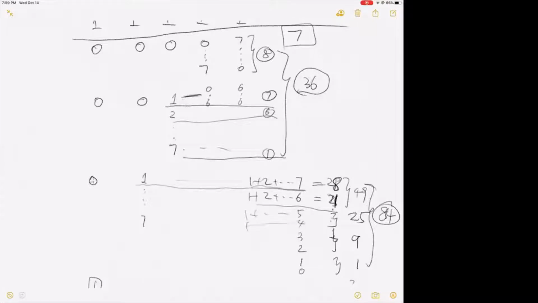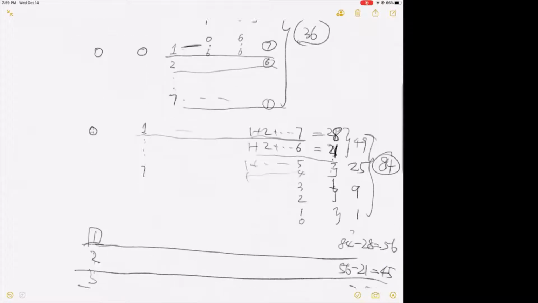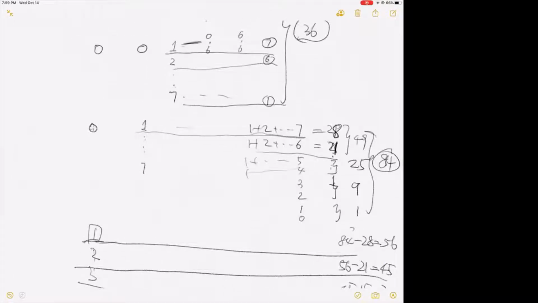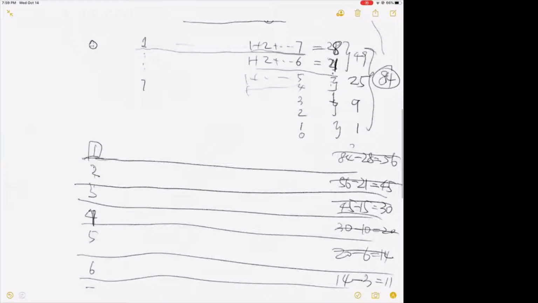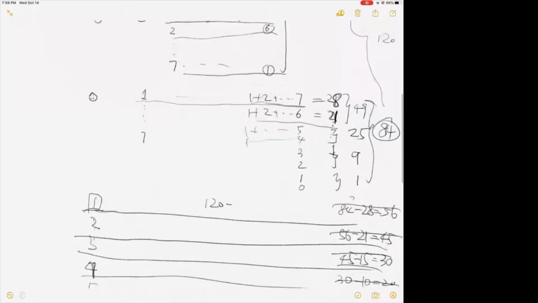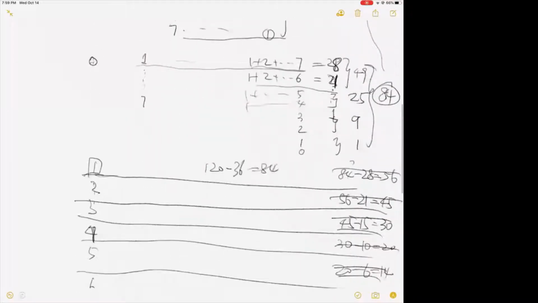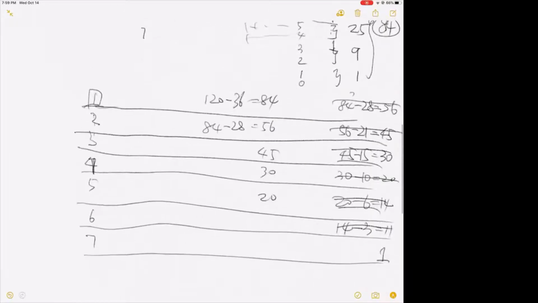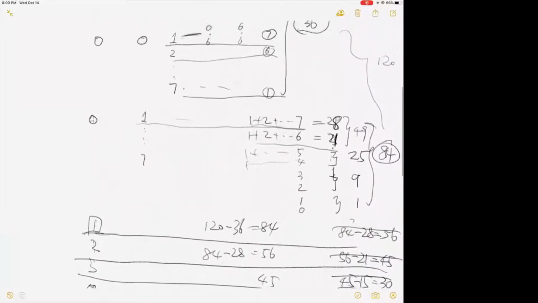Well, you first need to subtract 36. So this will be 120, right? Okay, so restart. 120 minus 36 is 84. 84 minus 28 is 56. And then we keep going on, 45 and 30 and 20 and then 14. And then 11. And then? Something wrong, huh?